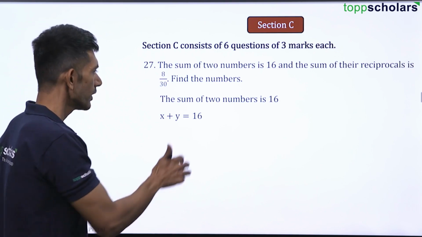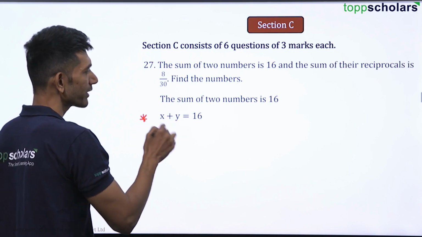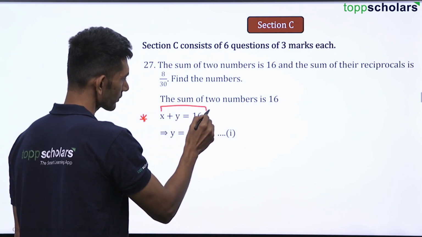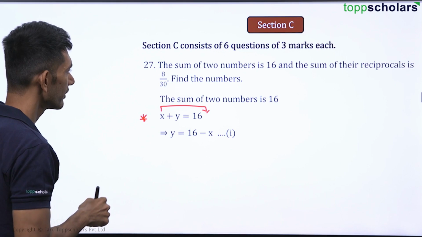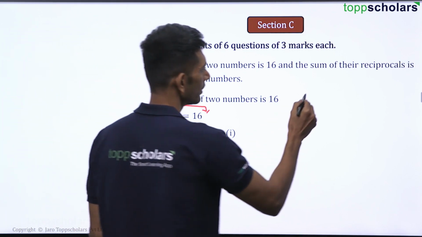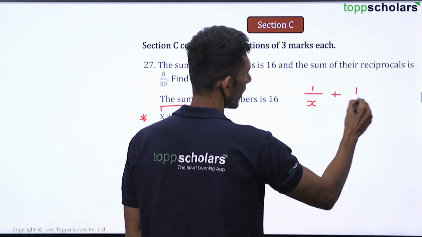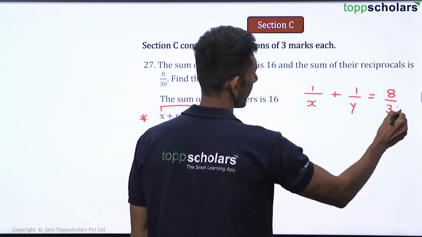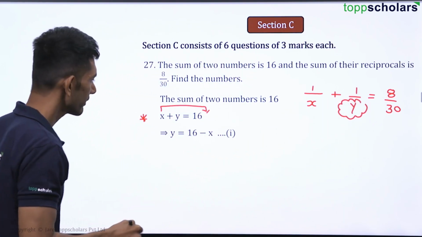So if you see the sum of two numbers, we have considered the two numbers as x and y. So x plus y is 16. From here, can I say y will be 16 minus x, and the sum of the reciprocals is 8 by 30. Sum of the reciprocals means what? The reciprocal of x is 1 by x. The reciprocal of y is 1 by y, and that is 8 by 30. And y is something that we already know, which is 16 minus x.